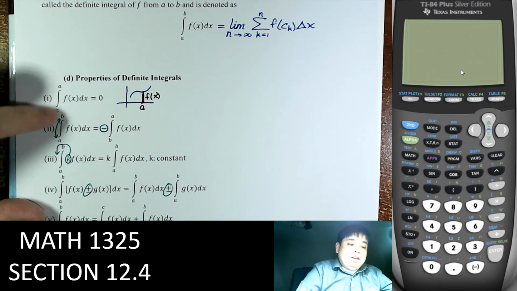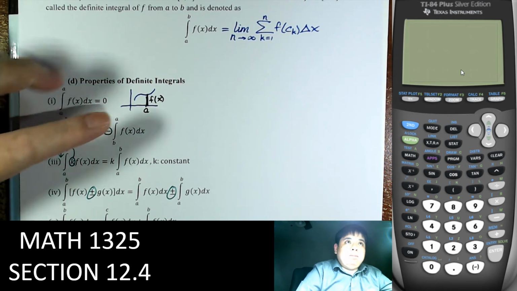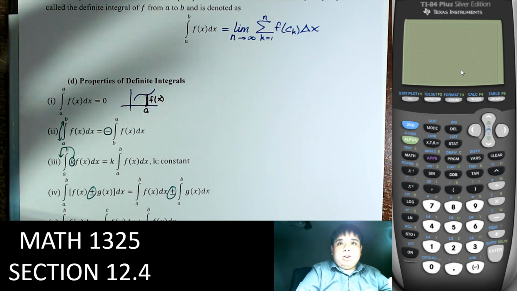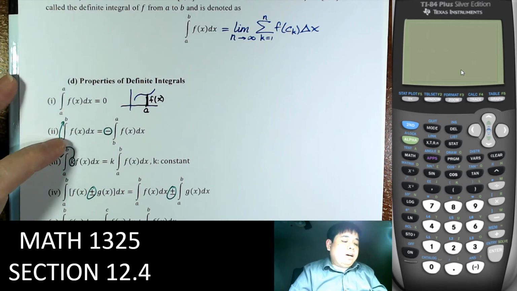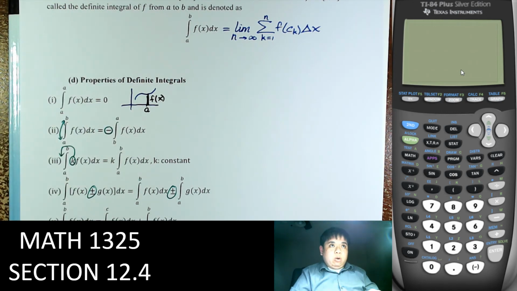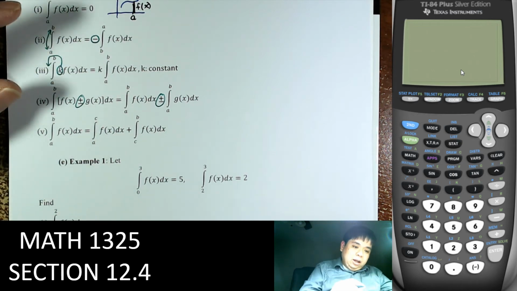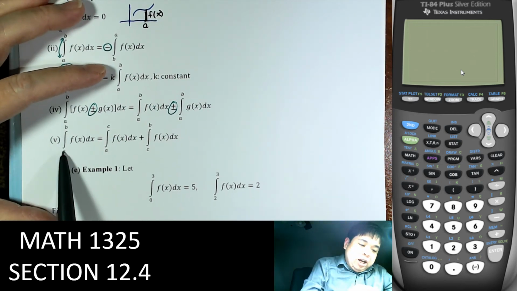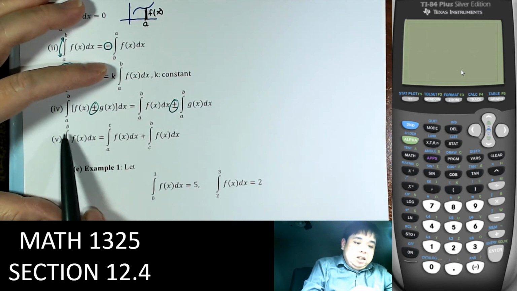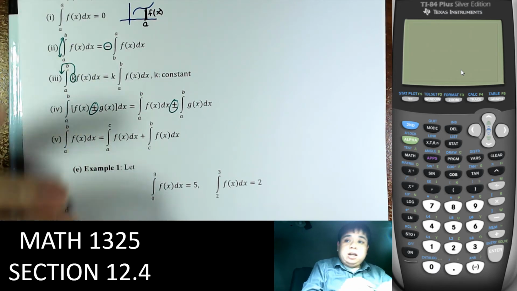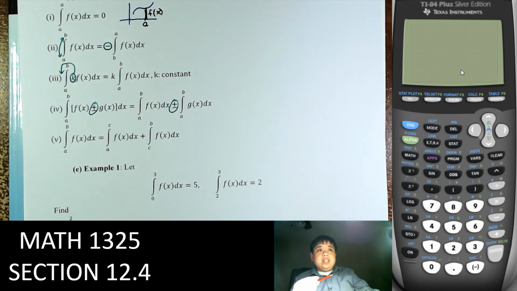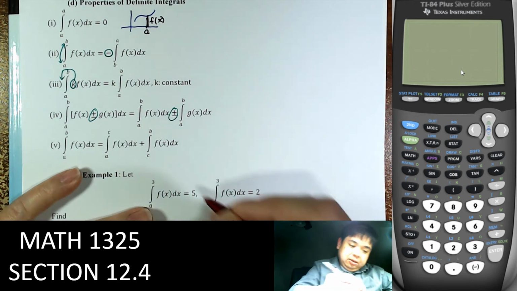And then this is new. If the limits are the same, the integral will be 0 because there's no width. And if we interchange the limits of the integral, we change the sign. Next, the integral from a to b is equal to the integral from a to c plus the integral from c to b. And the nice thing about this is that c doesn't have to be in between a and b.